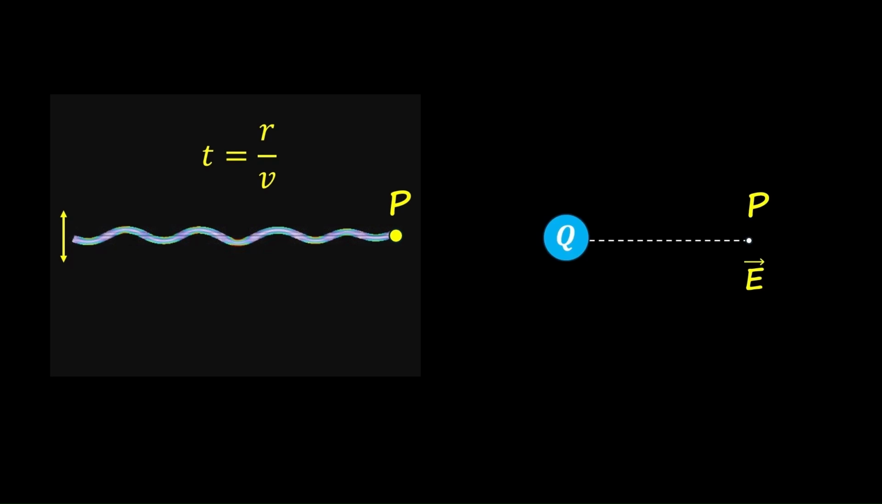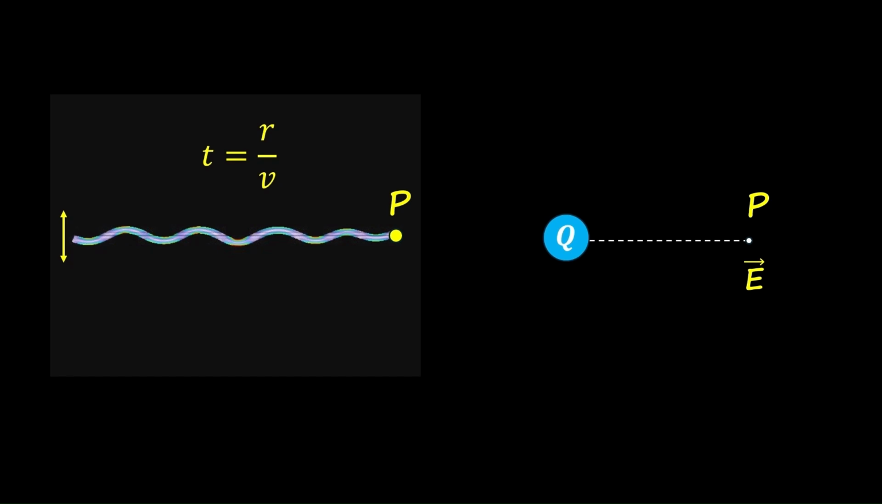Suppose we have a wire here and at one end of the wire we will call it point P, and at the other end we will create a disturbance. This disturbance will take some time to reach point P. This time will be given by this expression, where r is the distance and v is the velocity of the disturbance.